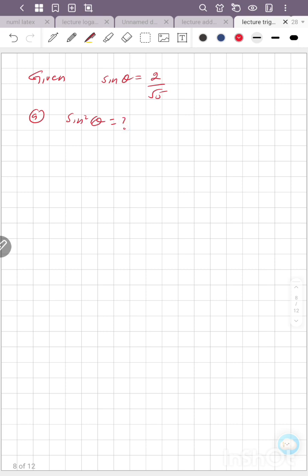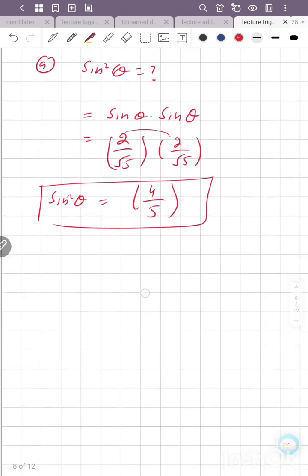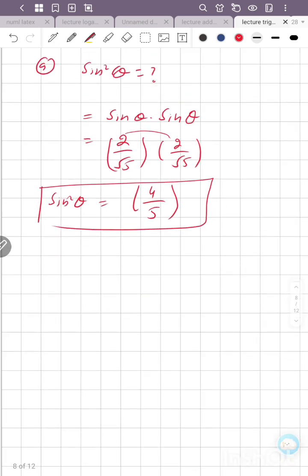So how do we find this one? Here we know that sine theta and sine theta, these two multiplied give sine square. 2 by square root 5 and 2 by square root 5. 2 and 2 multiplied give 4, and square root 5 times square root 5 gives only 5. Okay, we got the answer for sine square theta. Now we will move forward.